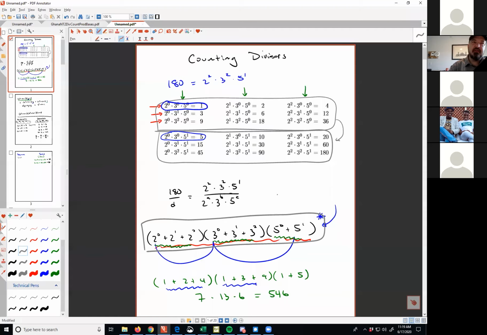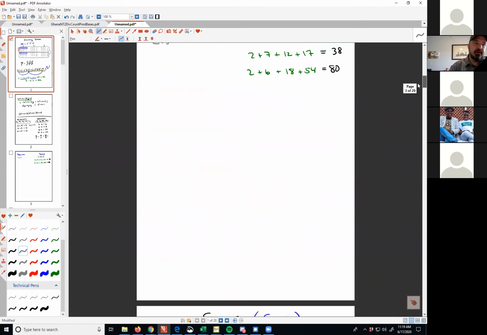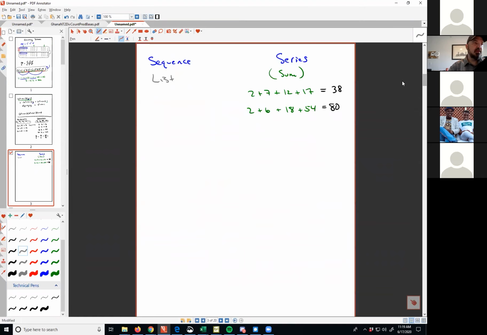Let's take a look at another example and why that matters to us. Let's say that we wanted to determine, I'm going to use this symbol right here. That's sigma, the Greek letter sigma. And we usually use sigma to mean sum. So what if I wanted the sum of the divisors of 200?